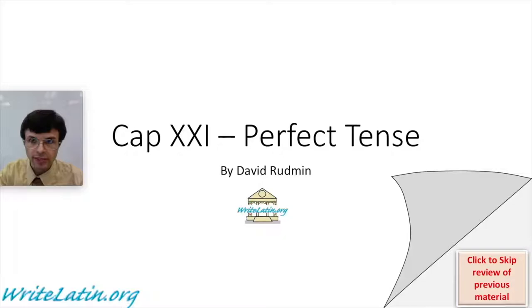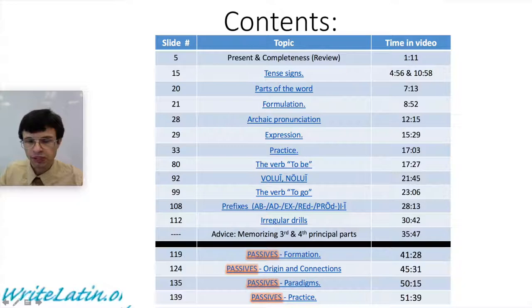So today we're going to review time and completeness, which are the two attributes of tense, the formulation of the perfect tense, its expression, and we'll practice it, and then your standard irregular verbs: to be, to want and not want, and to go with all its prefixes. Then I'll say a few words about how you're going to be expected to memorize every verb's third and fourth principal part from here on out, and how to do that as efficiently and effectively as possible. Lastly, we'll end with learning passives.